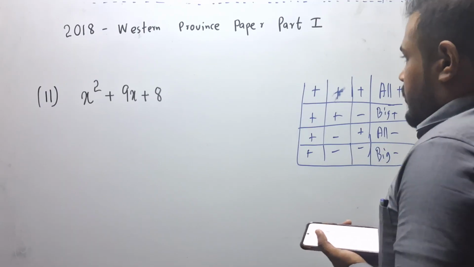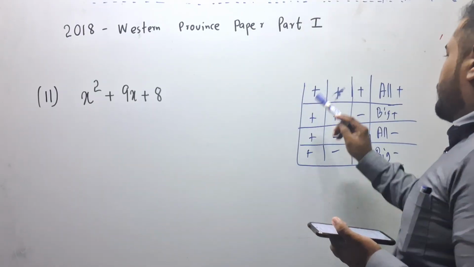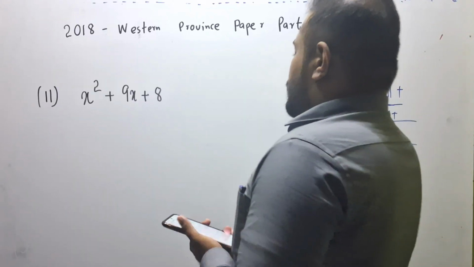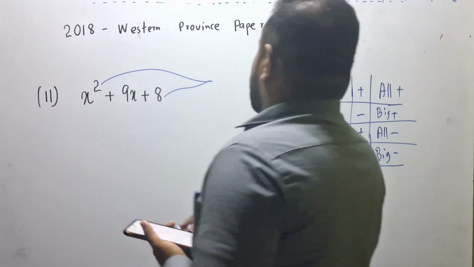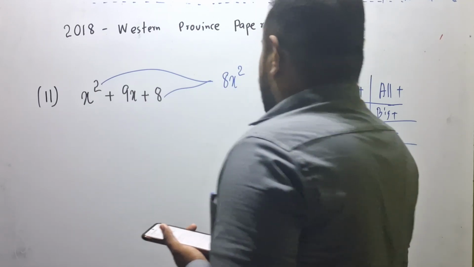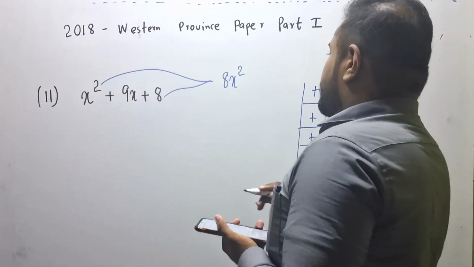Okay. This x squared plus 9x plus 8 is in the format of plus plus plus. That means all are plus. So how to get the answer is multiplying this x squared term with the constant term 8, 8x squared. And write how 8x squared comes from two factors.